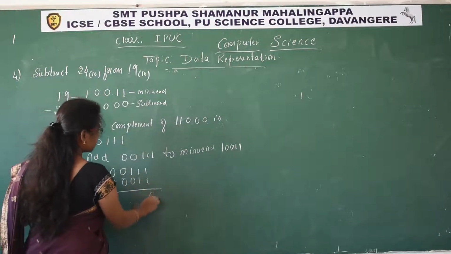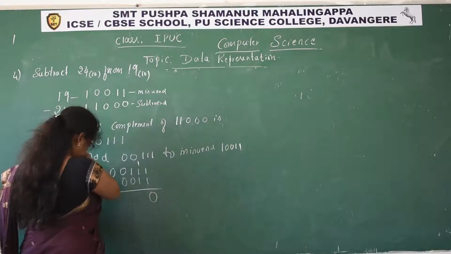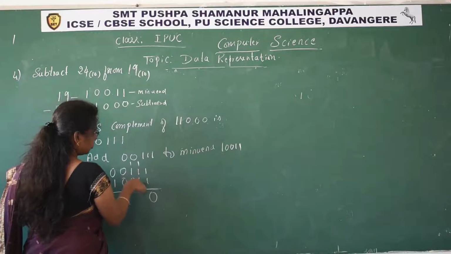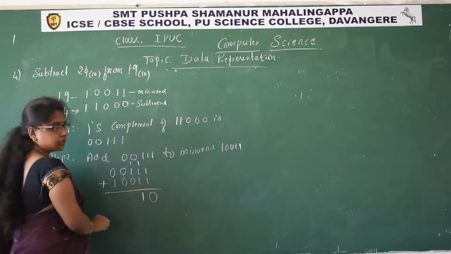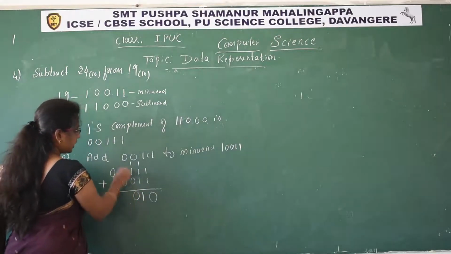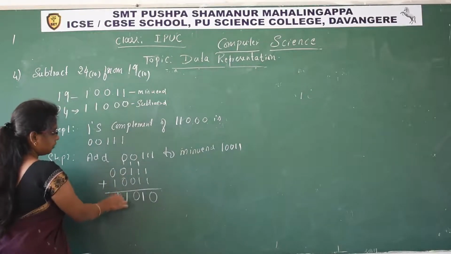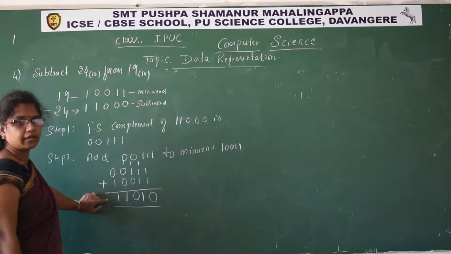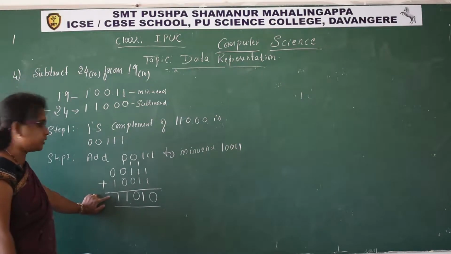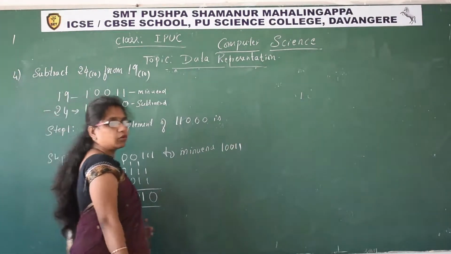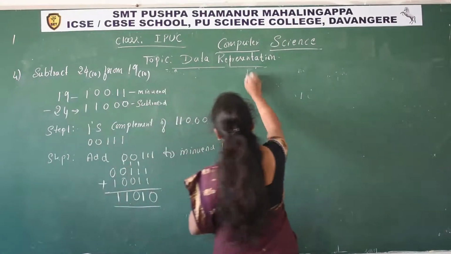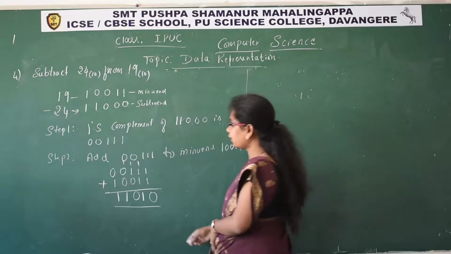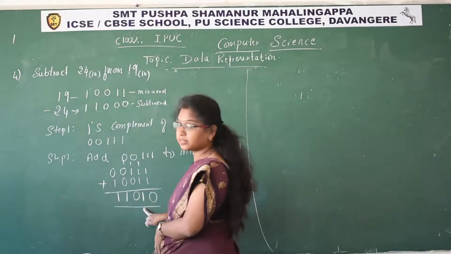1 plus 1 is 0, carry 1. 1 plus 1 is 0, carry 1. 0 plus 1 is 1. 1 plus 1 is 0, carry 1. The result is 11010. Is there any end around carry? No, we won't get an end around carry here. So what is the rule? What we discussed: if there is no end around carry, we have to take the ones complement of the result.